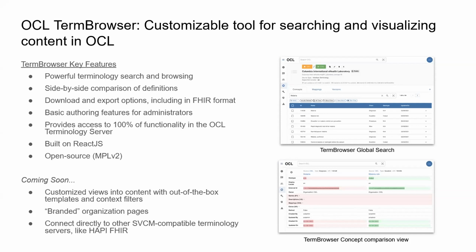But OCL has also been building up its functionality to improve this display of content via customization. So Term Browser allows configuration features out of the box for administrators. So that'd be like putting your own branding on a page, making a view look the way you'd like to, and more. And then, of course, the content authoring is something that people can do through this interface. And you can also connect to FHIR and SVCM compatible terminology servers to view those too.